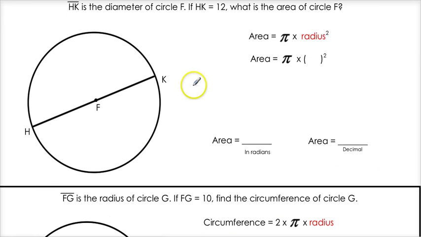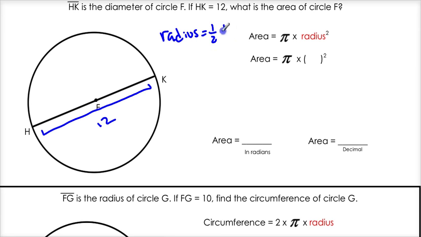For our next one, we know that HK is the diameter of circle F. HK, this whole distance, is equal to 12. What is the area of circle F? Now in this case, for the area, we need to do pi times the radius squared. The radius is just half the diameter. Radius is just equal to 1/2 of the diameter. So if my diameter is 12, then my radius, which is right over here, is 6. It's just half of the diameter, okay?